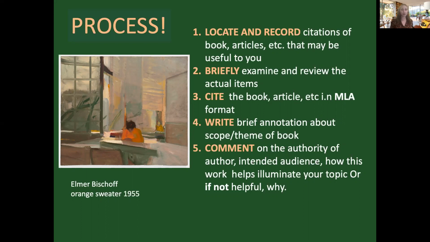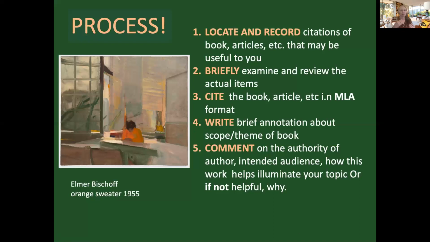Then examine and review the actual items. Look at what you've ordered. Don't just see a book and write it down and add it to your bibliography. You pick it up and look at it, and choose works that give a variety of perspectives on your topic. Cite it, document it in appropriate style. I use MLA. There's also Chicago. There's a few styles. So write a concise annotation that summarizes the central theme, scope of the book, include something about the background, the intended audience, explain how it illuminates your topic, and if it's not useful, you say what.